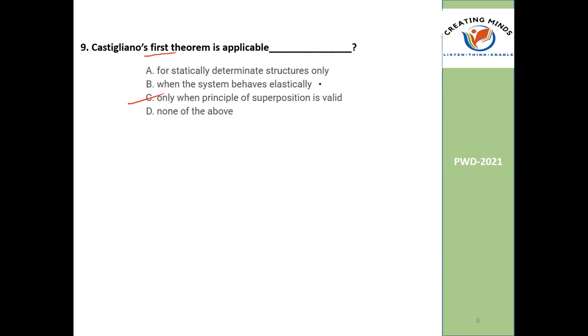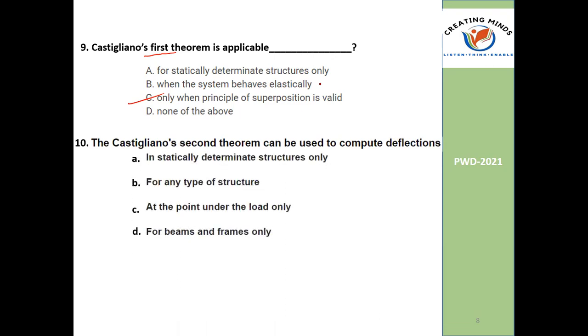Superposition. Okay. Next question. Castigliano's second theorem can be used to compute deflection. Second theorem: option B, right, because we can use it for any kind of structures: frames, beams, trusses. So option B. These two things are very, very important. Make a note. Next.